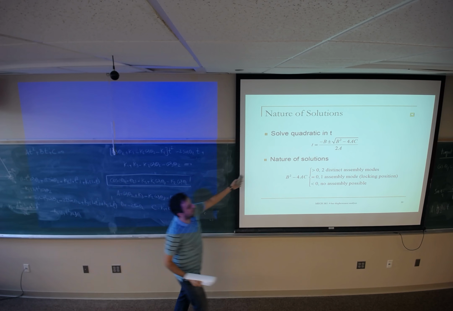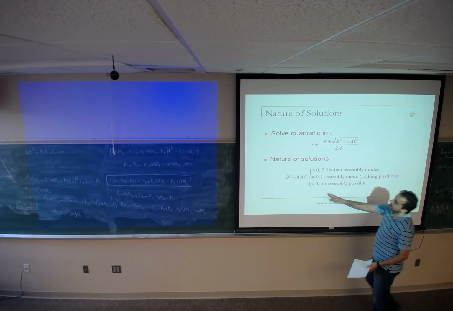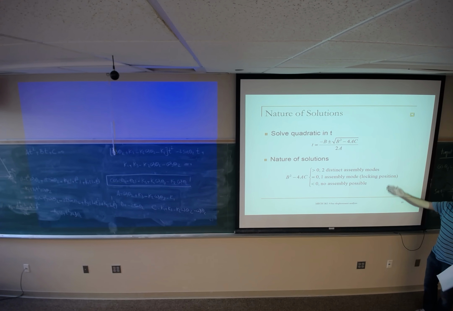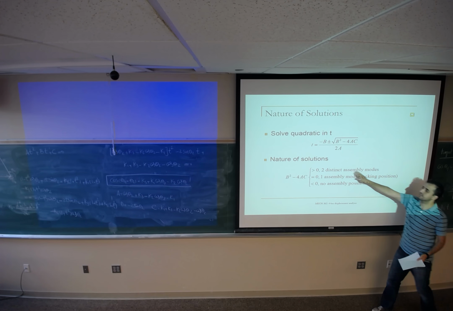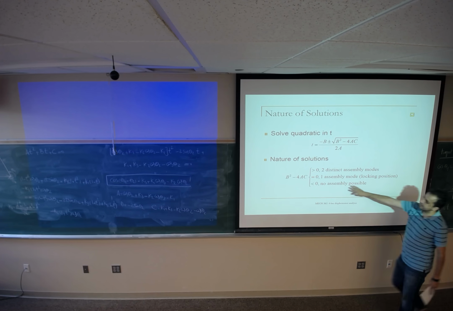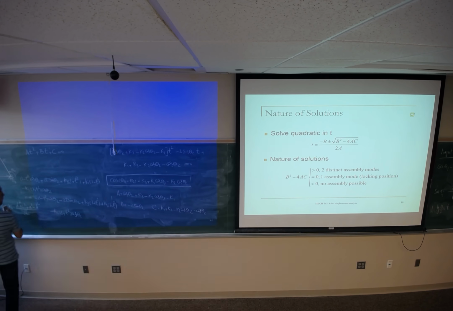Same as other quadratic equations, there are three possibilities. If the value inside the square root is positive, then you have two distinct assembly modes. If it's zero, then you have one repeated mode. And if it's less than zero, there is no assembly mode.